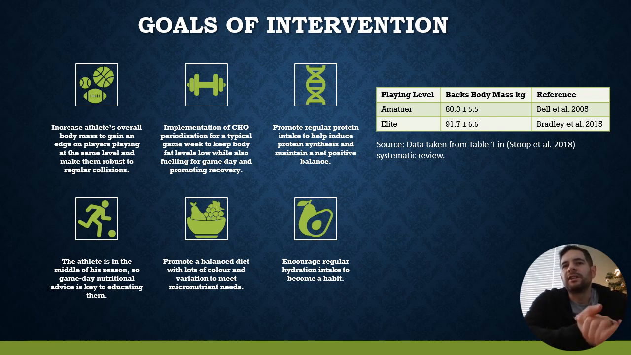So then, what are our goals for the intervention? Firstly, the athlete would like to gain some body mass. They're currently 80 kilograms, and the table on the right demonstrates that although this is an acceptable weight for someone playing at his level, there is some scope to put on some weight in the form of muscle mass to close the gap from the values for an elite player, which should help him gain an advantage playing at club level. We will look at a carbohydrate periodization to help achieve the desired weight gain, while also fuelling the body for game days and recovery.